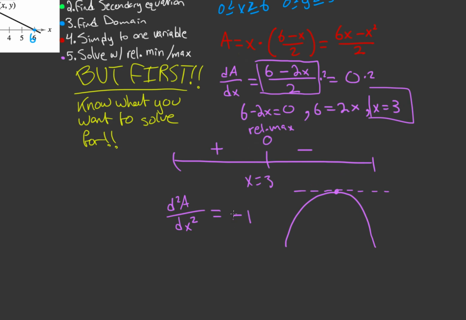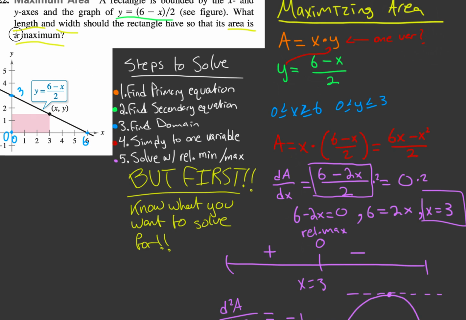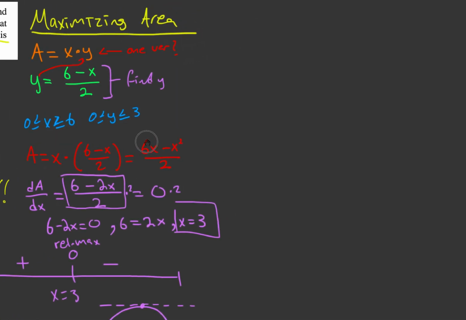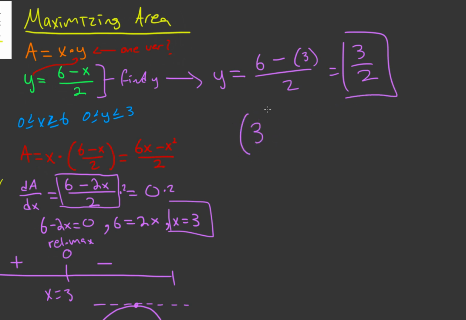So we know our x coordinate is equal to 3. Well, what about our y coordinate? Because remember, the question asked us for a length and a width. So we can use this equation again to find y. We got y is equal to 6 minus our x value, which was 3, over 2, which is equal to 3 over 2. So our coordinates now are 3 for x and 3/2 for y.